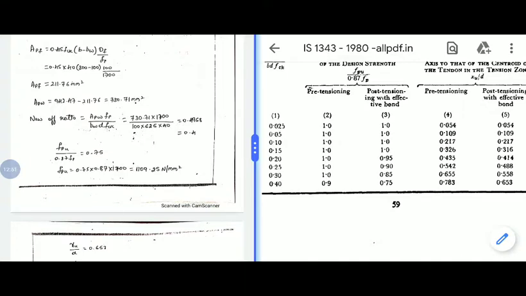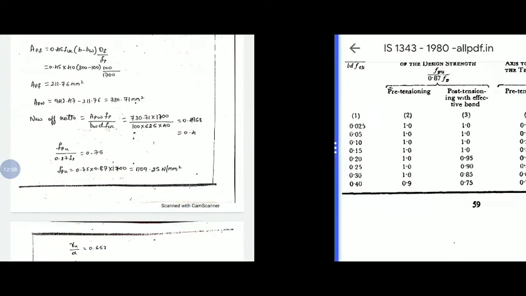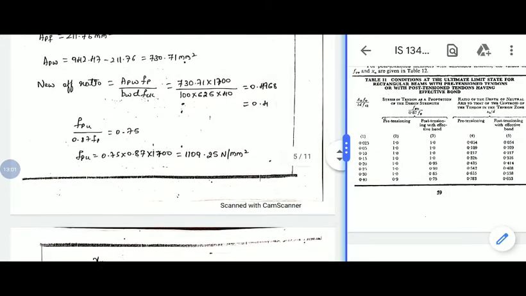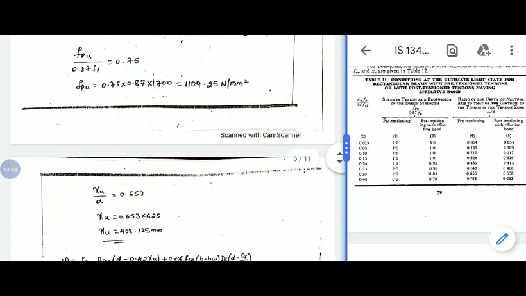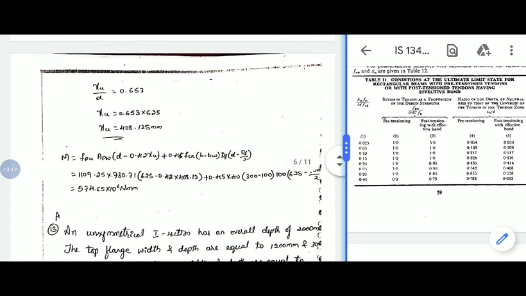We have the FPU by 0.87 FP ratio 0.75 and the XU by D ratio 0.653. By selecting the values we can calculate FPU, it is 1109.25 Newton per mm square and XU is 408.125 mm. Then considering the moment equation and substituting all the values we will get 574.65 kilonewton meter as the ultimate moment capacity or ultimate flexural strength of the member.